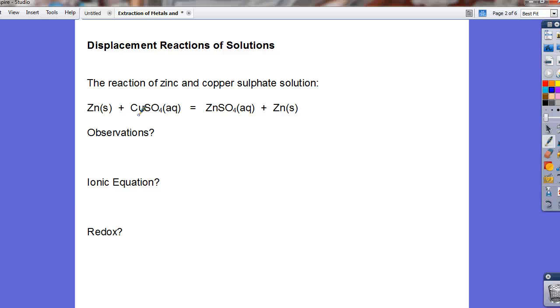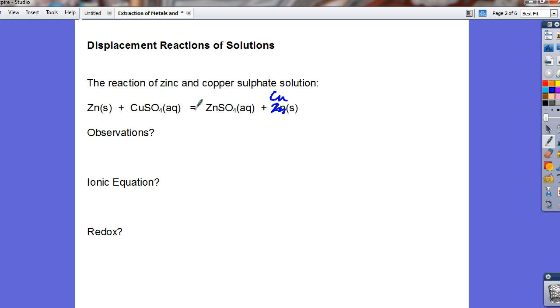Would we expect that reaction to go? Well, look back at your reactivity series. Is zinc above copper in the reactivity series? And the answer is yes. So zinc comes in, kicks the copper out. So we should say copper, and therefore leaving behind zinc sulfate.